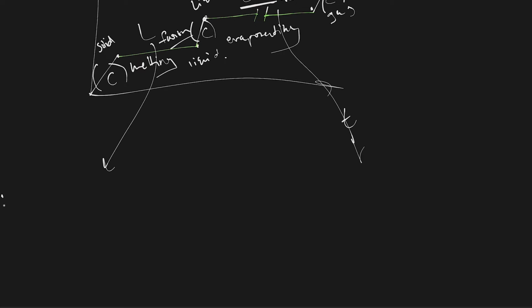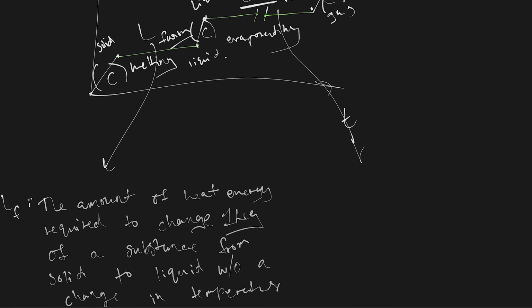Latent heat of fusion is essentially the amount of heat energy required to change 1 kilogram of a substance from solid to liquid without a change in the temperature. And the same is true for the latent heat of vaporization. It's the exact same wording, except it's from liquid to gas.